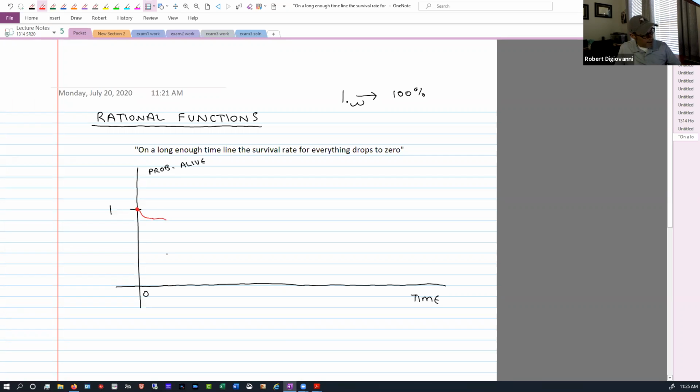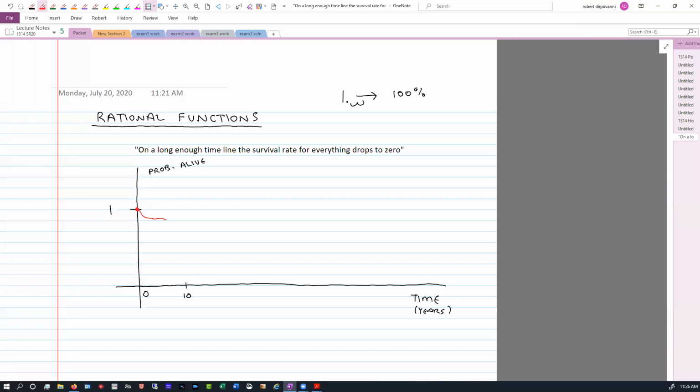Let's put a time out here. How about 10, and then we're going to measure this in years. So what's the probability, just in general, that a healthy person born is going to make it to 10 years old? Pretty good, right? Wouldn't you say? Pretty good probability.